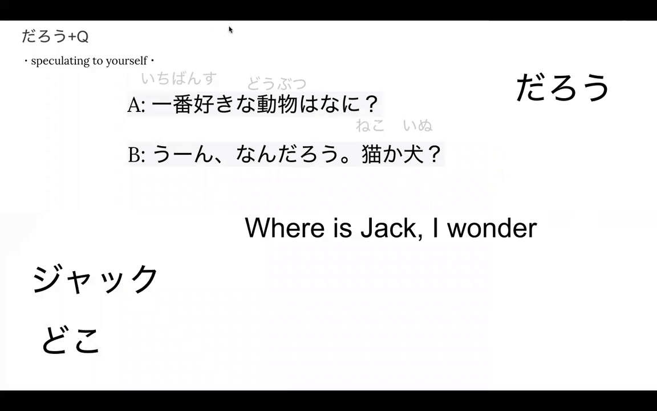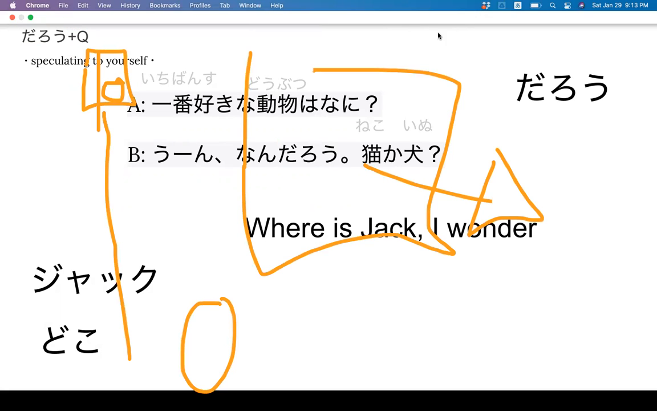Okay, so do you know what daro plus a question word in the sentence tends to mean? I've never heard it with a question. It just means it's like a question in the sentence. Oh, okay. Yeah, now I remember. It's from anime. Yeah. So over here, for example, we have nan daro. Nan is the question word and daro is the next part. So it tends to mean like you're wondering something, but you're really only speculating to yourself. Sometimes you can just use daro, but this really has a questioning yourself feel.